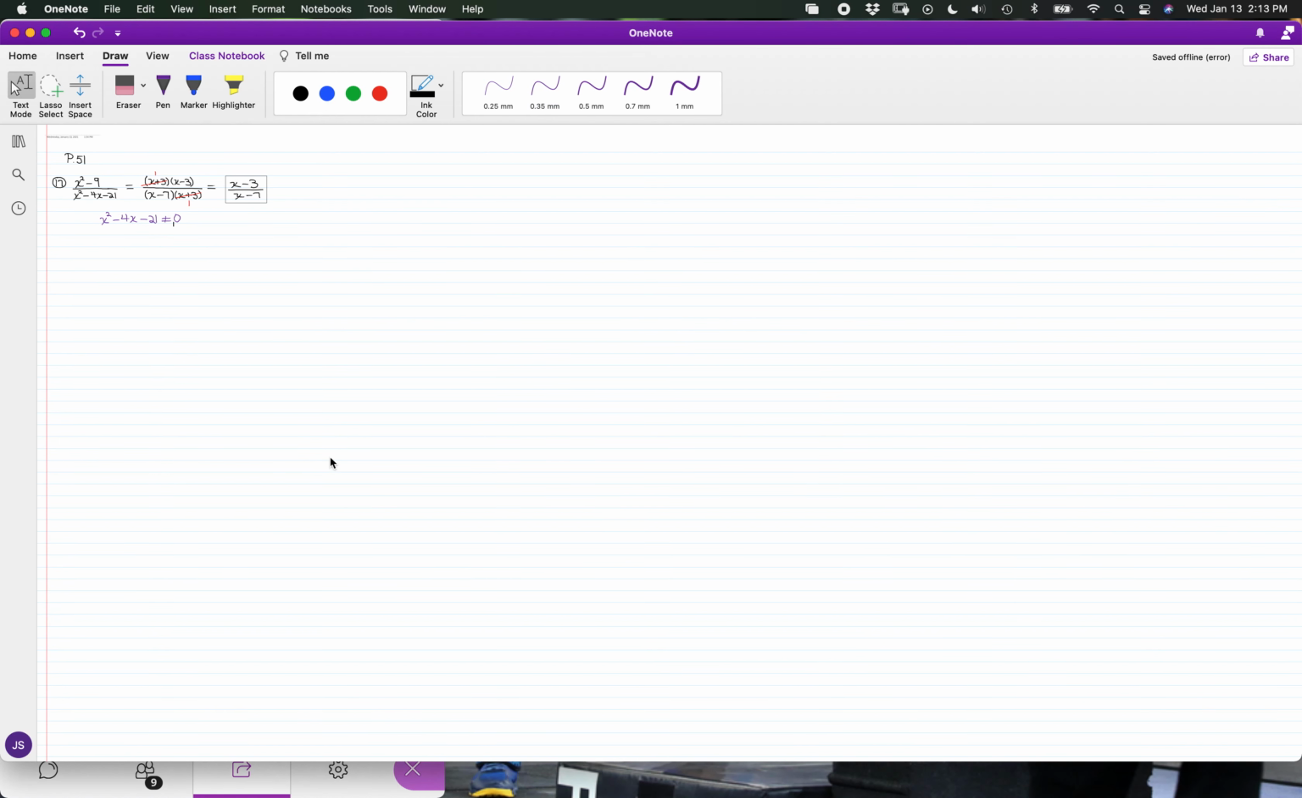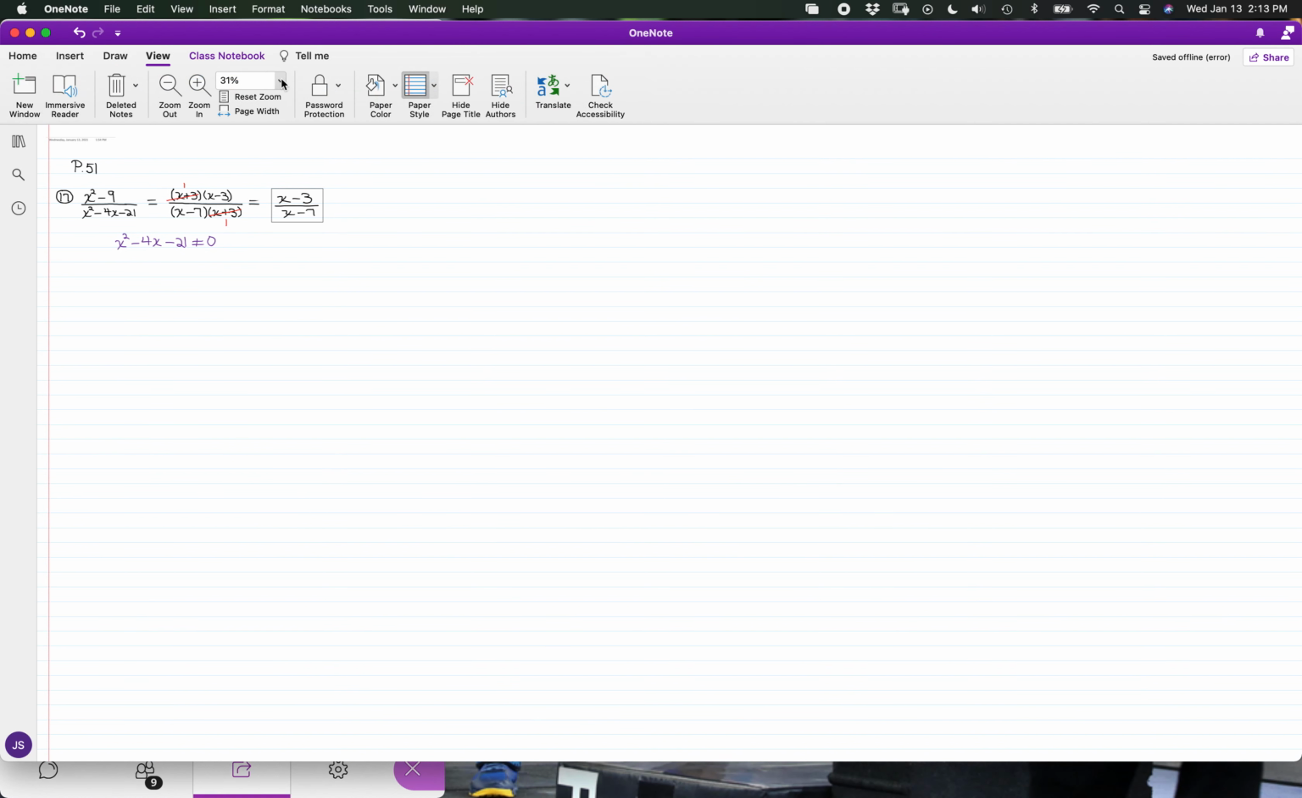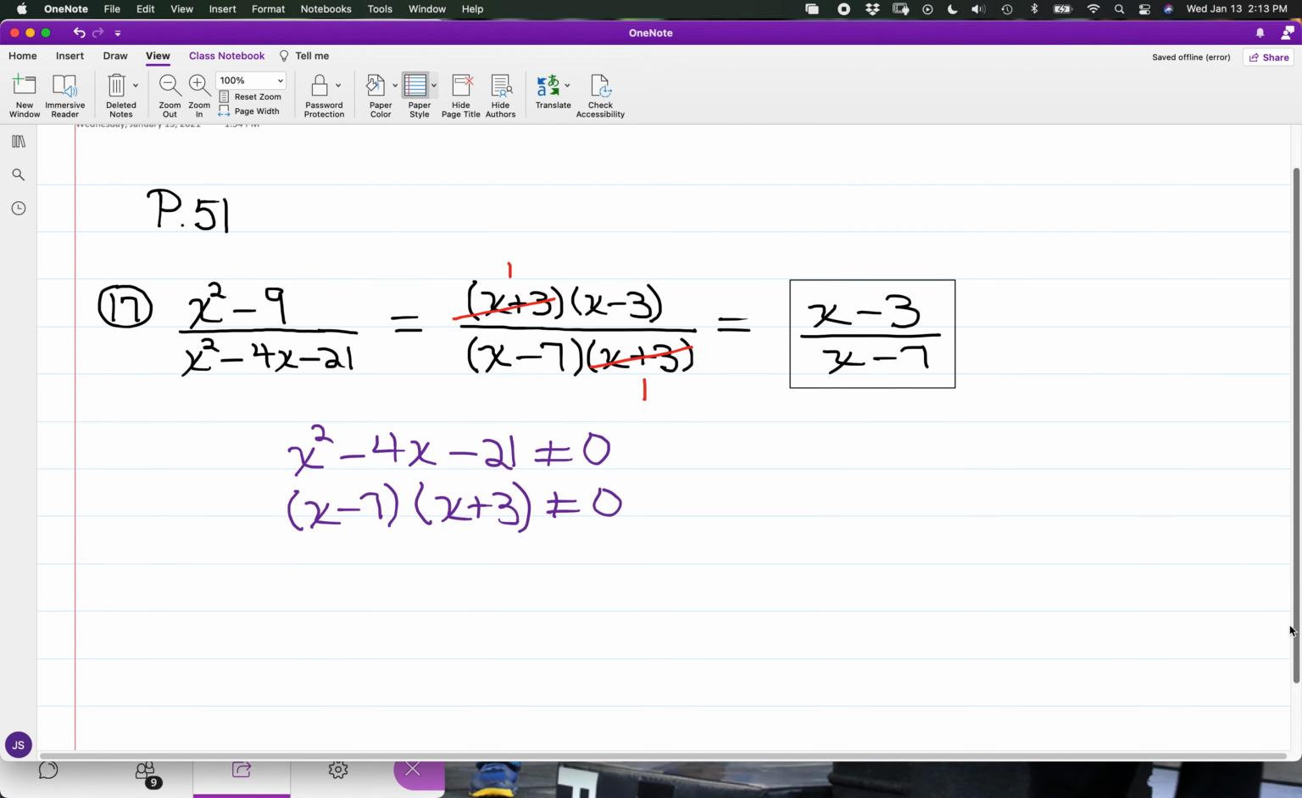And again, from the trinomial x squared minus 4x minus 21, once again you have the factors x minus 7 and x plus 3. Let me mention that there are going to be two restricted values, stemming from the factors x minus 7 and x plus 3. Now, x plus 3 canceled out, but it doesn't undo the restriction. In other words, cancellation does not undo restriction.